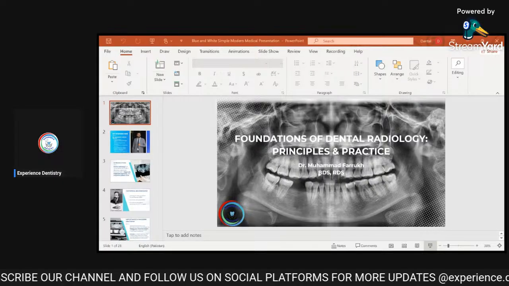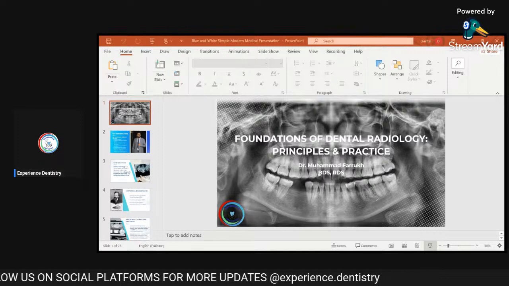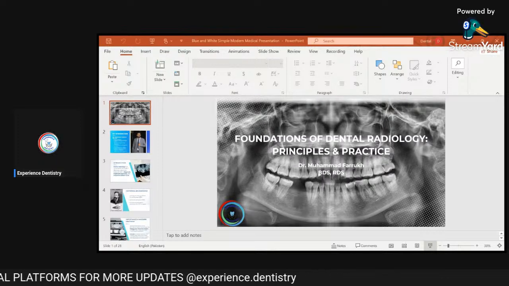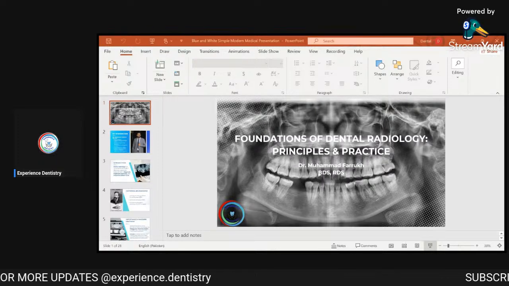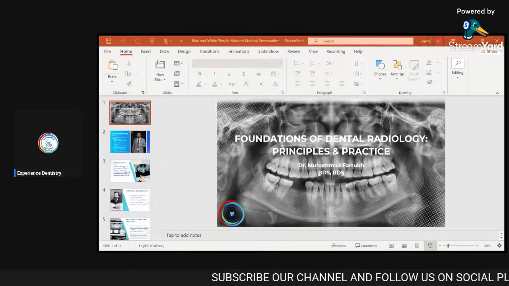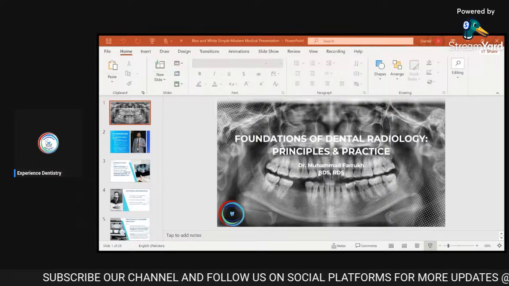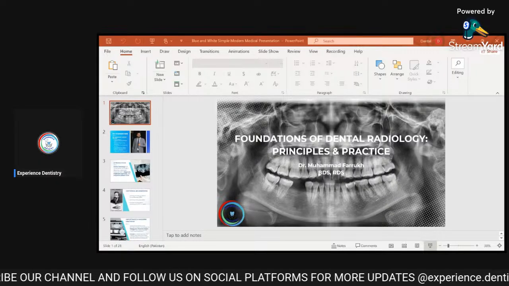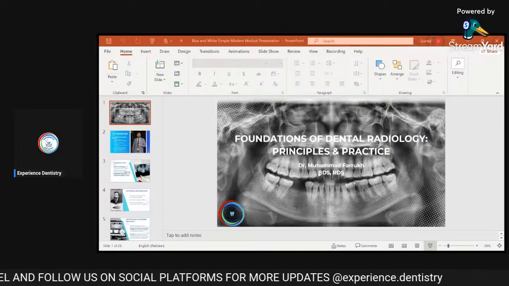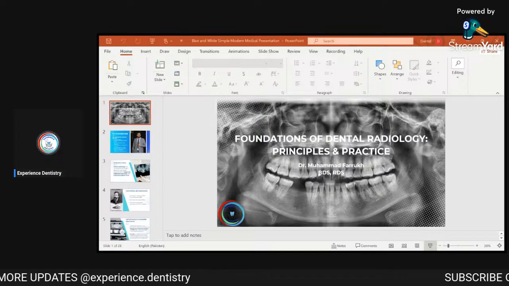Okay, so what factors affect the image quality? The density affects it, contrast, sharpness. Basically, in terms of density, when your bone is a little bit fragile, it will appear more radiolucent. Okay, it will appear black, and when it is more dense, then it will appear more whitish.